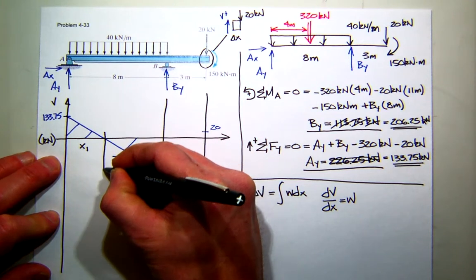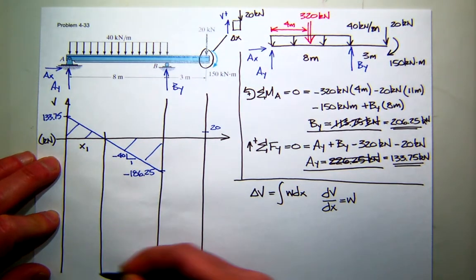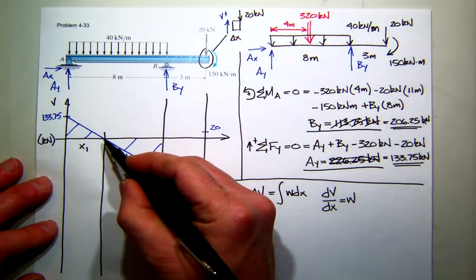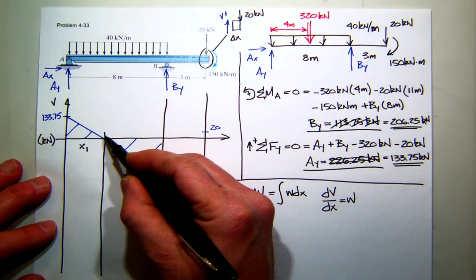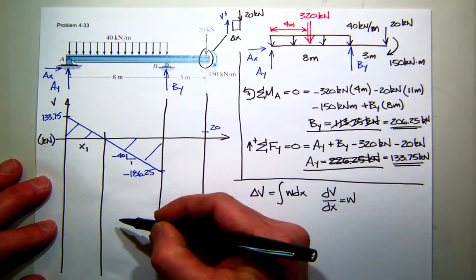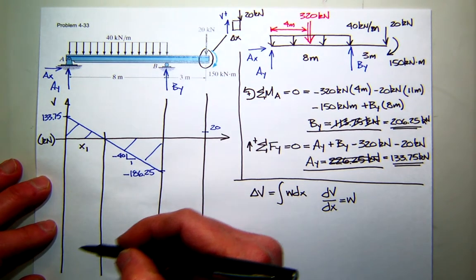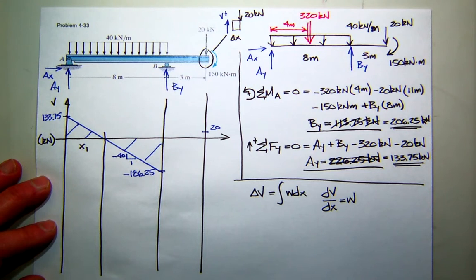And that actually shows me an important place, because what's going to happen here in the moment diagram? Since the shear is 0, the moment's going to be a crest or a trough. It's going to be a max or a min. We'll have to see which one it is. Probably a min. I mean a max. I'm sorry. So how do I find x1?